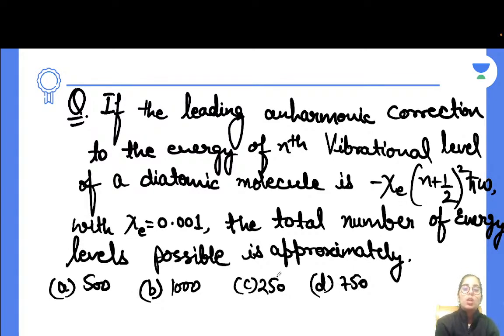So total energy, total number of energy levels you want to find. If you find the maximum value of n, that will be your total number of energy levels. So the total energy will be E is equal to (n plus half) h cut omega minus the correction term, chi_e (n plus half) squared h cut omega. In that case, you will differentiate it with respect to n, equate it with 0, and get the value of n from there. This is how you will be able to get it.